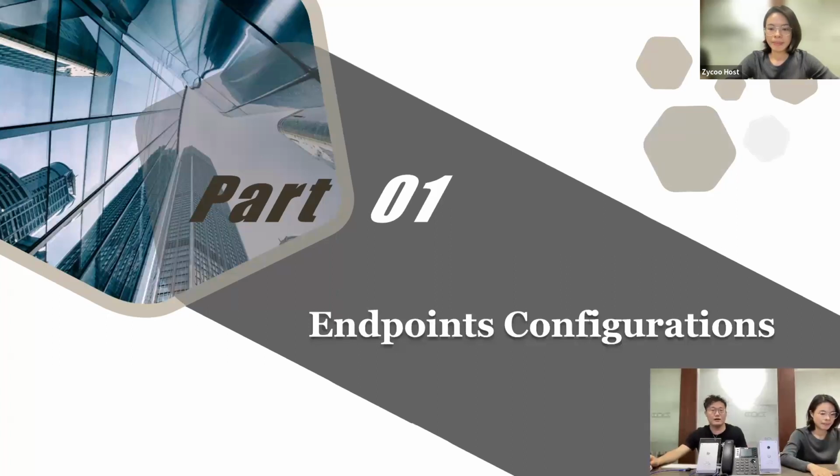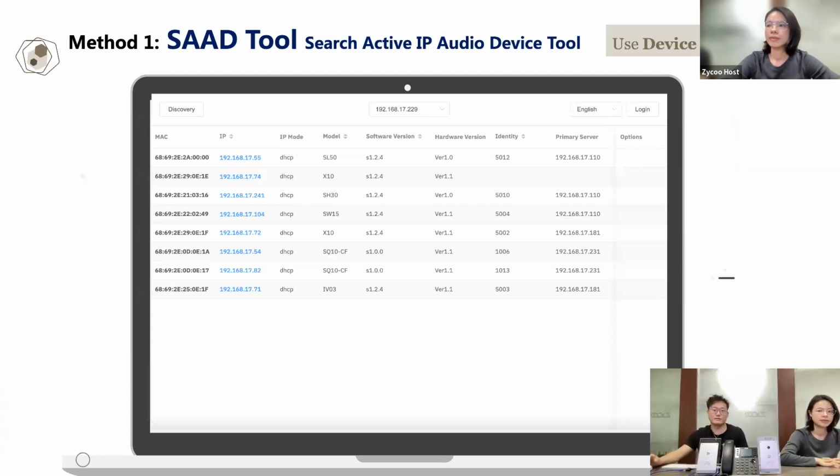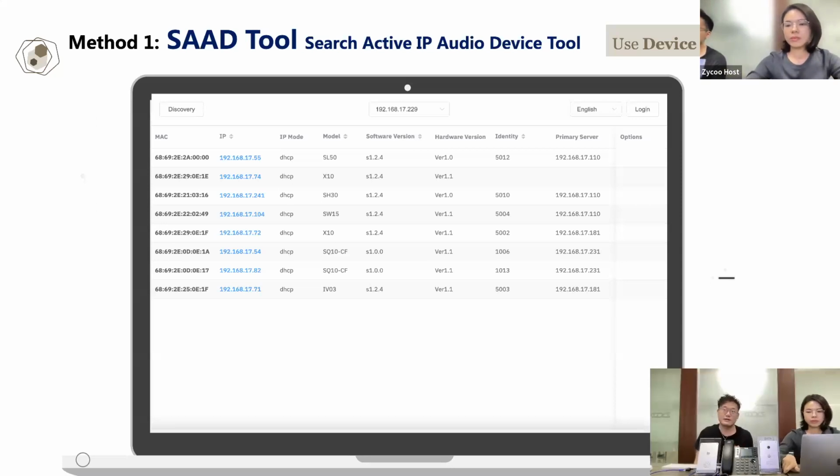And in this part, I will bring some configuration operation demonstration about our SIP devices endpoints. First, you need to get our device's IP address. Method one is using our ZCAE tool, which is the Search Active IP Audio Device tool. You can download this software from our website, www.zycoo.com, and you can try it by yourself. Next, I will show you.